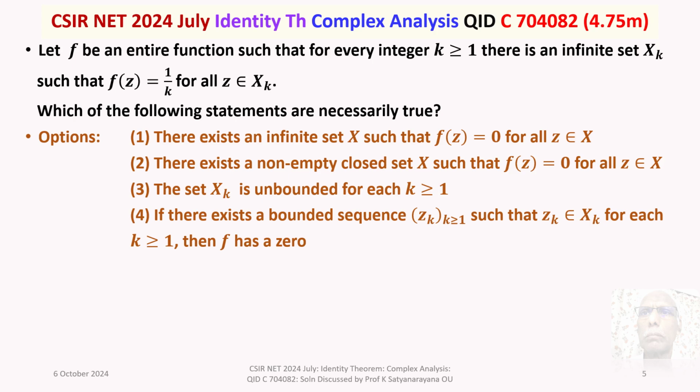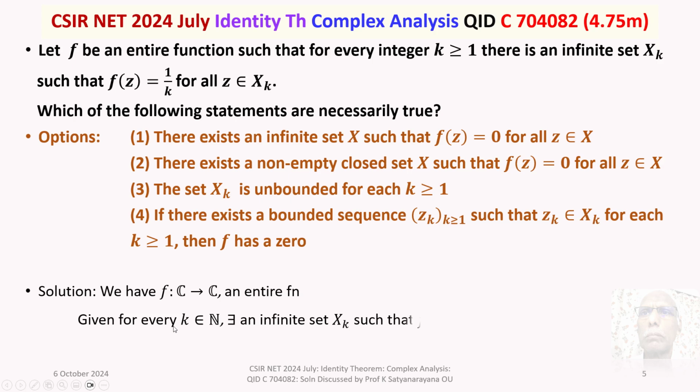Let's now discuss the solution of the problem in detail. We have f, an entire function, that is f, a function from C to C is an entire function. We are given for every k belongs to N, the set of natural numbers, that means k greater than or equal to 1, there exists an infinite set X_k such that f(z) is equal to 1/k for all z belongs to X_k.